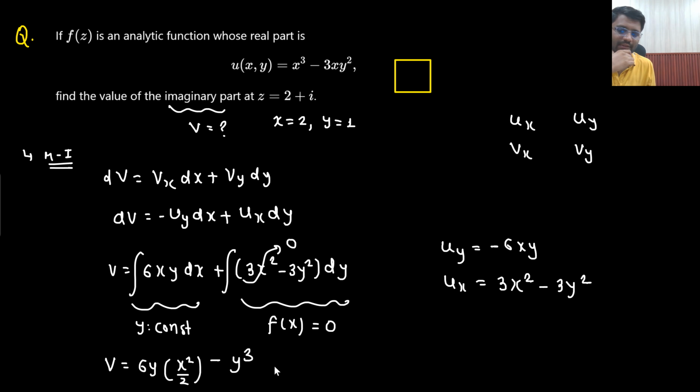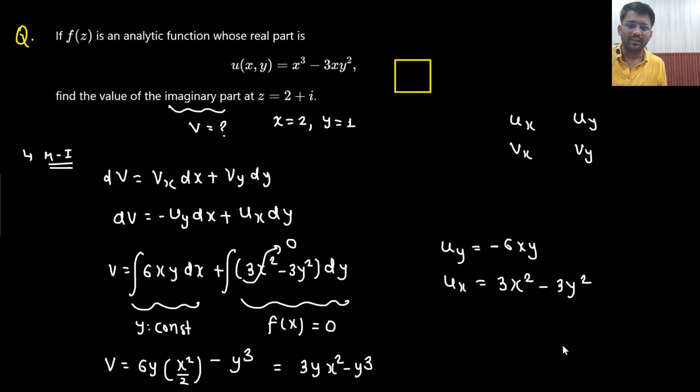Understandable? So what answer are you getting? 3yx square minus y cube. This is the value of v we are getting. So this is your v. So the v we have got is 3yx square minus y cube. I hope you are able to understand the method I have taught. This is an exact differential equation.